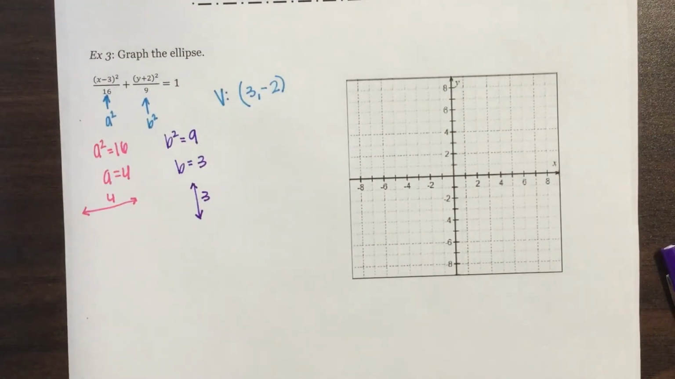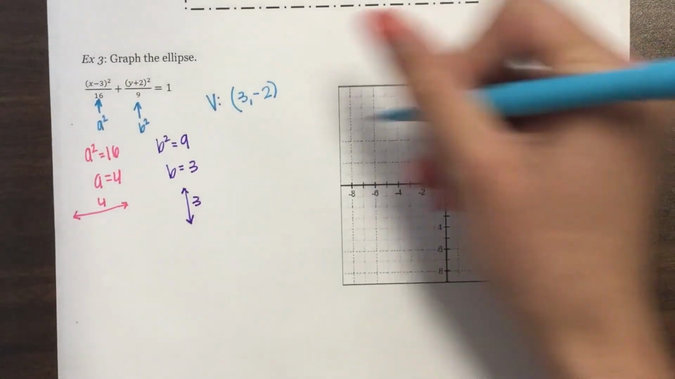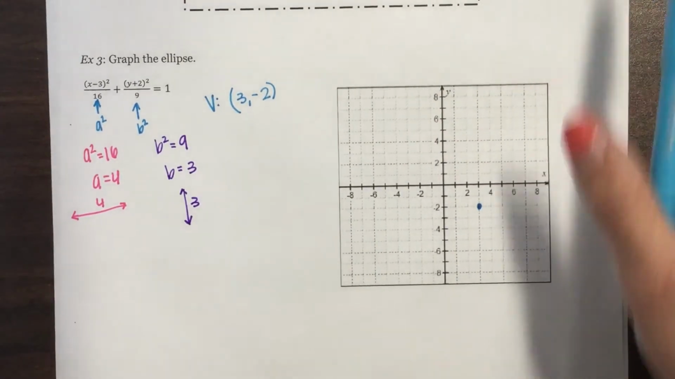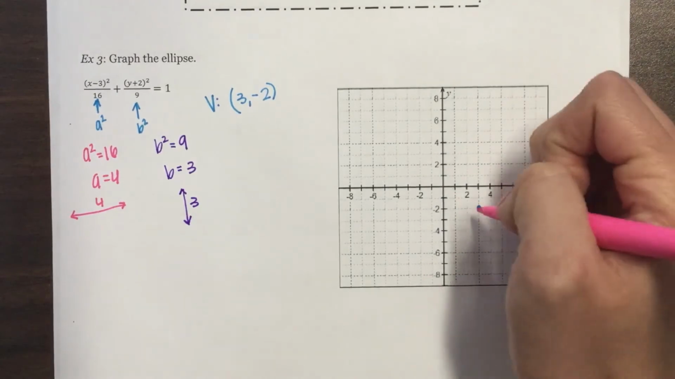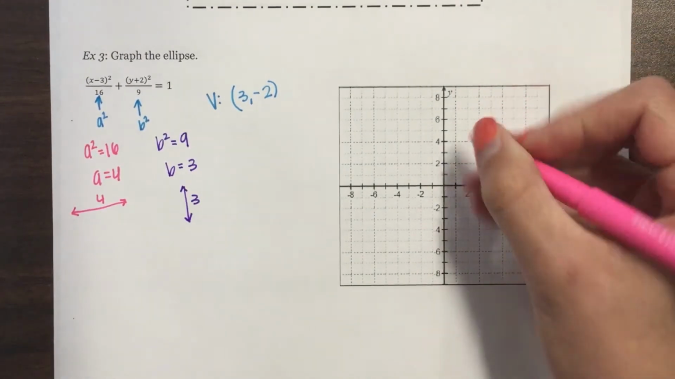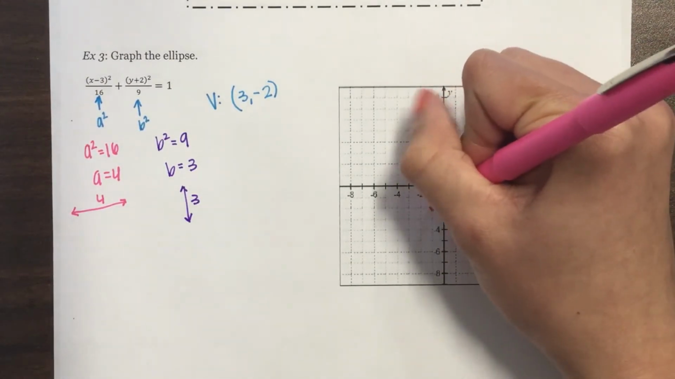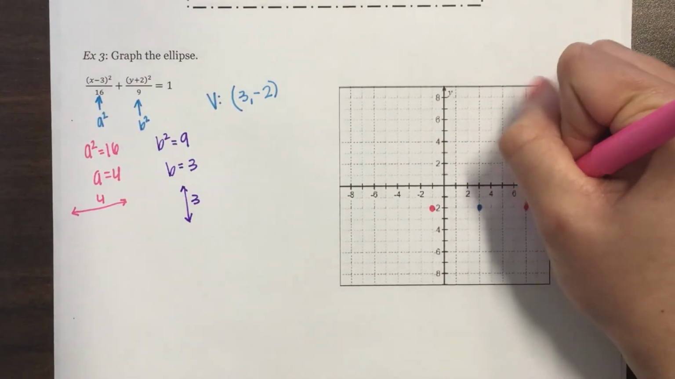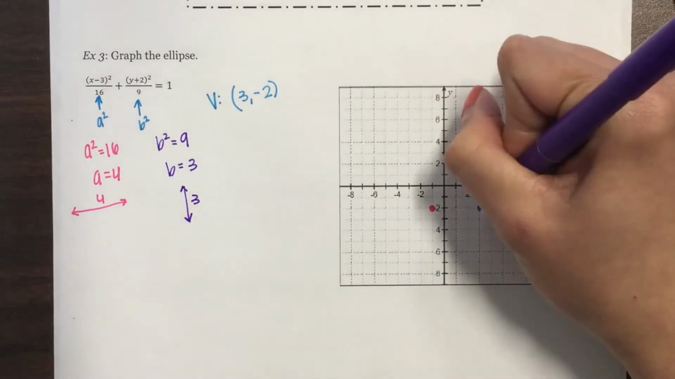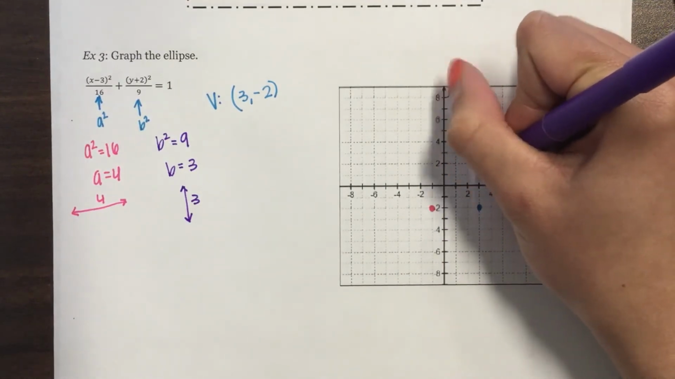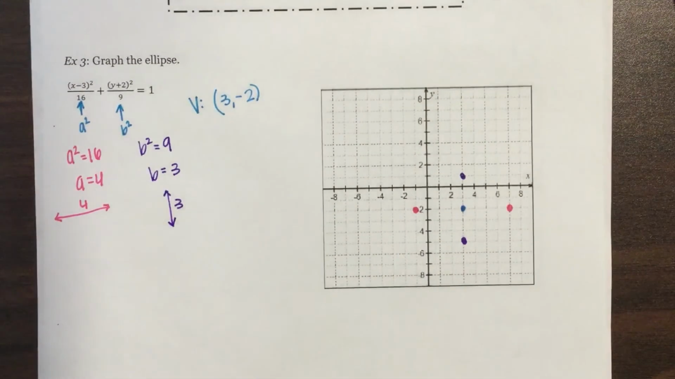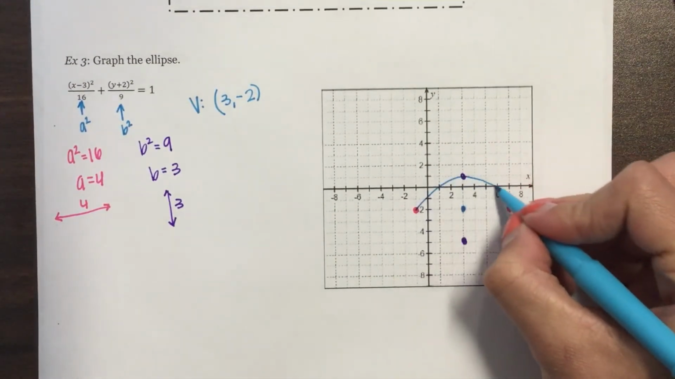Okay, now let's just graph this. So I graph my center first. So I go over 3, down 2. There's my center. Then from this point, I'm going to go left 4. 1, 2, 3, 4. I'm also going to go right 4 from this point. 1, 2, 3, 4. And then from this point, I'm going to go up 3, 1, 2, 3, and down 3, 1, 2, 3. And then we can just graph this.